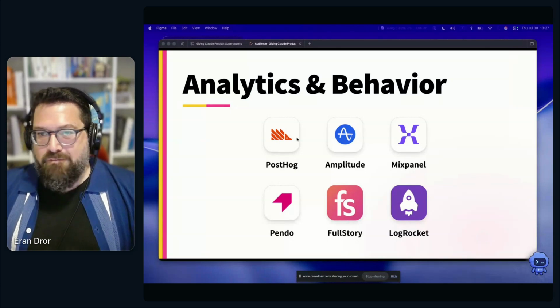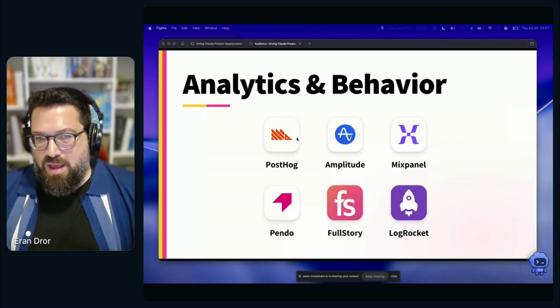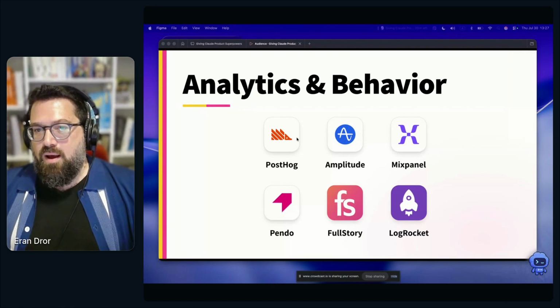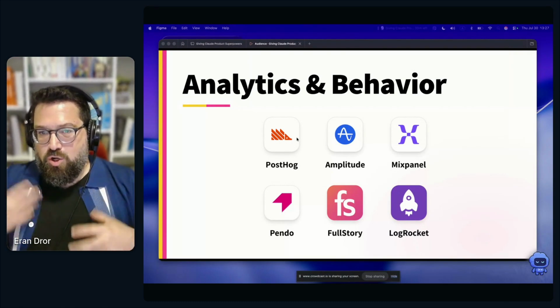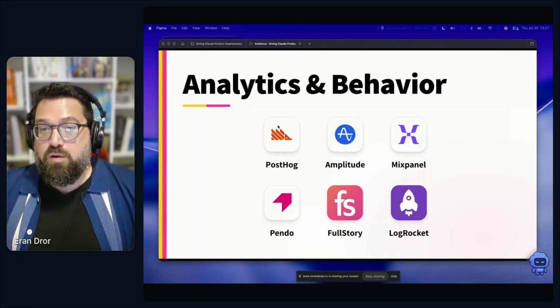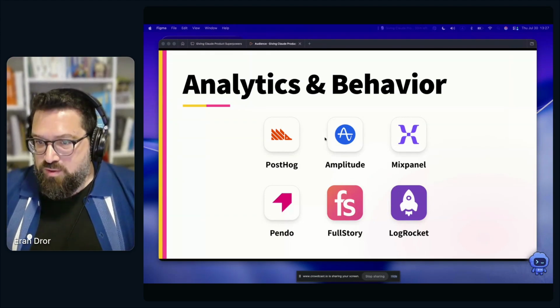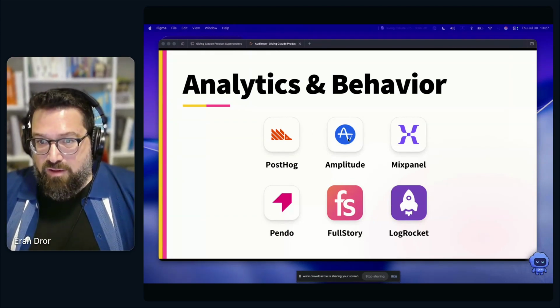It's very popular: full click tracking, heat map, session recording, everything, and that becomes available to Claude to see and interact with. It's a very powerful MCP. Amplitude is a great analytics platform.